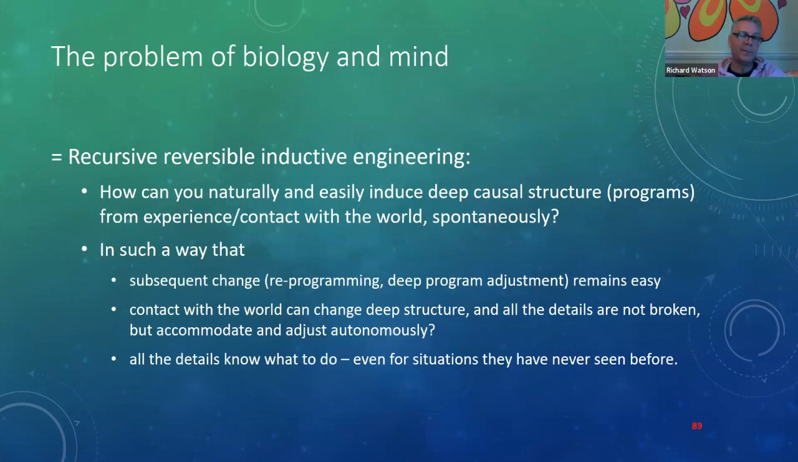That's the problem of biology in mind. Recursive, reversible, inductive engineering. How can you naturally and easily induce deep causal structure, like programs, from experience and contact with the world spontaneously, by which I mean you just get pushed that way, in such a way that subsequent change, reprogramming, deep program adjustment remains easy? That contact with the world can change deep structure and all the details aren't broken, but they accommodate and adjust autonomously. All the details know what to do, even for situations they've never been in before.